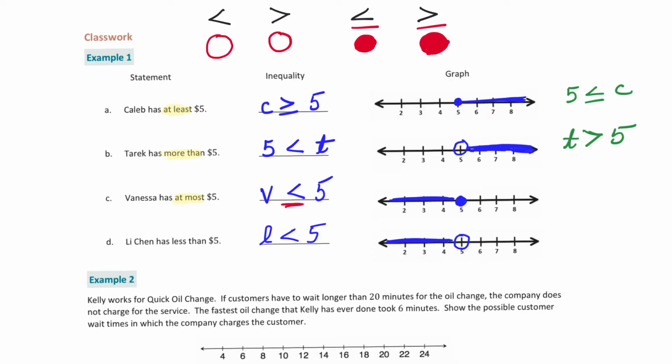So please make sure that you are learning how to interpret the symbol correctly. We might have the 5 here, and then the inequality symbol going towards the 5, and then the variable. Those still represent the same thing. Always pay attention to which way the inequality symbol is facing. Those are all equivalent expressions and mean the same thing.